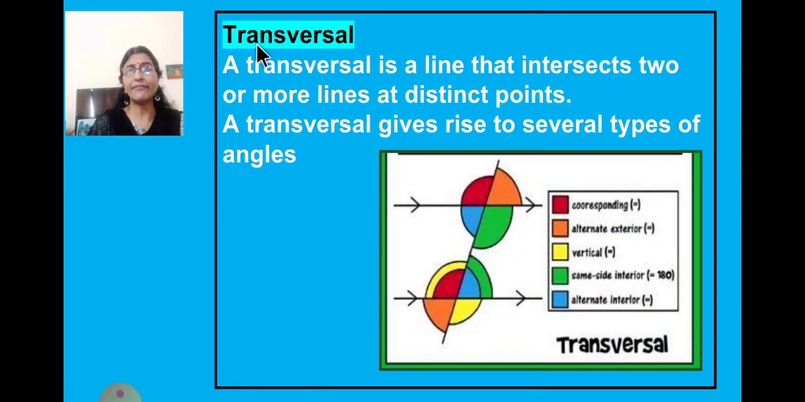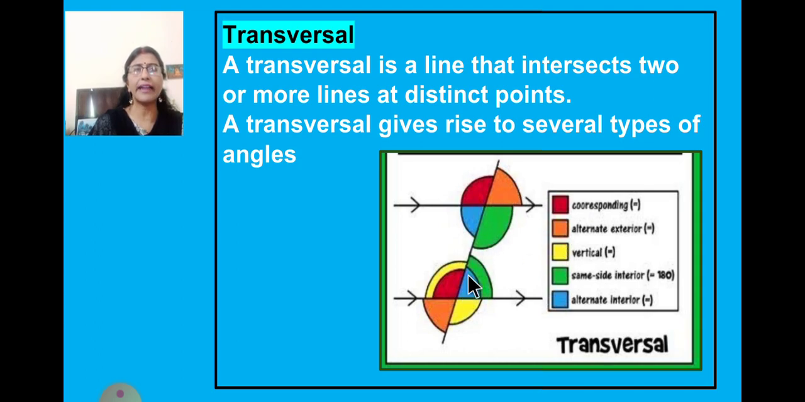Now here we have learnt about transversal also. A transversal is a line that intersects two or more lines at distinct points. Here you can see this is a transversal. A transversal gives rise to several types of angles. You can see these all are various types of angles which are formed by a transversal on these two parallel lines. This red colored, you can see this is a pair of corresponding angles.